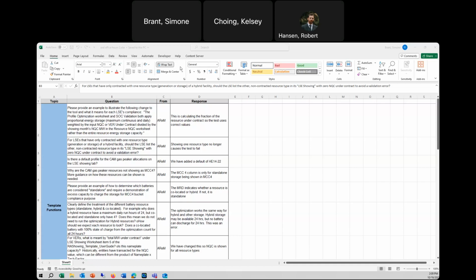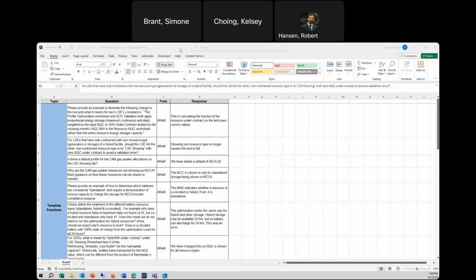The next question is about something we discussed in the last office hours, where if an LSE had only contracted with one resource type of a hybrid, there would be an error if they only showed one. But we've since corrected that, correct, Robert? I think for this one, I was saying in the last office hours that it would cause an error, but I wasn't confident in that, and we determined that it won't cause an error.